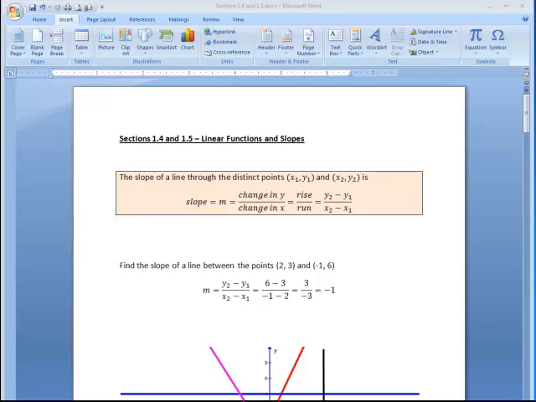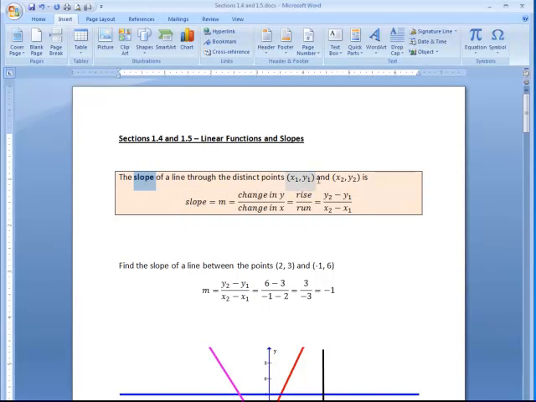We're going to begin our talk today about linear functions and slopes. The basic concept of slope is something you've probably worked with before. Slope is basically a rate of change. It's your change in y over your change in x, or your rise over your run. And we define the slope of a line between two distinct points.